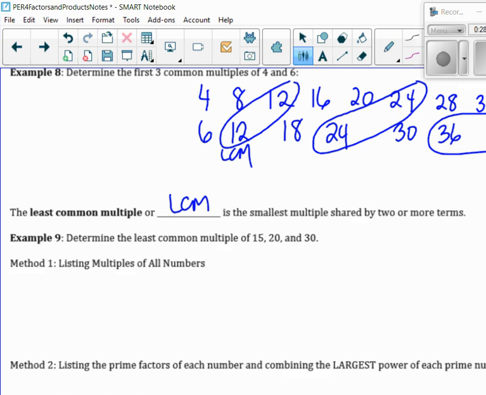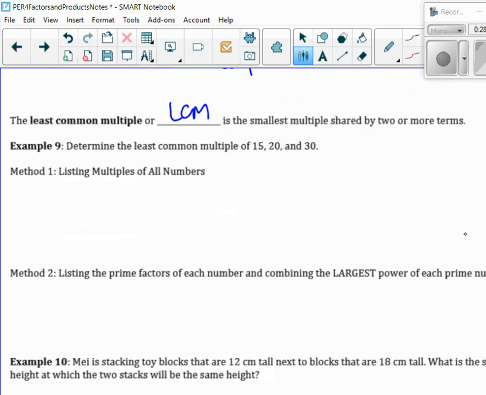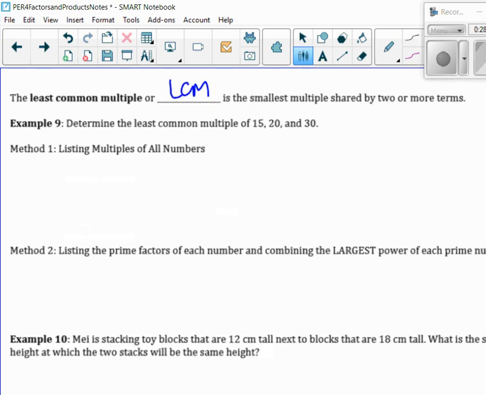So again, I'm going to show you both ways, but in the end, my preference, should be your preference, is doing the prime factorization. So determine the least common multiple of 15, 20, and 30. Like I said, not my favorite way, but I'm going to list the multiples. 15, then 30, then 45, then 60. I'm going to stop.